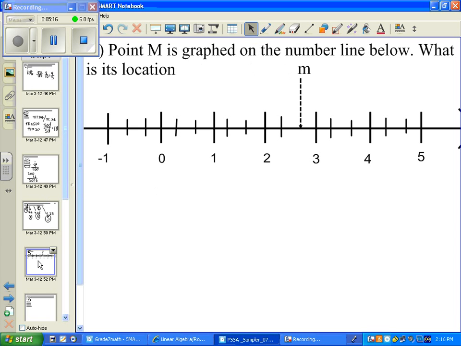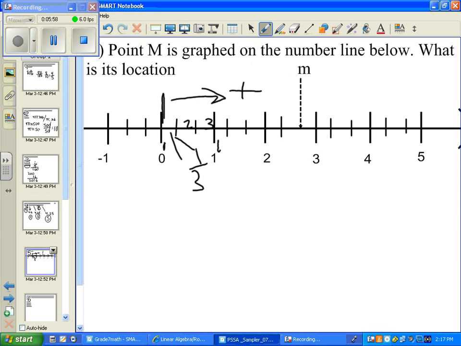Let's take a look at this. This is a number line problem. Point M is graphed on the number line below. What is its location? First thing to do with this is to notice that at 0 here, I'm going to go to the right. So this is a positive number. And the next thing to notice is that each of these, from 0 to 1 as an example, is divided into 3. So these little areas here are 1/3. This would be 2/3. This would be 3/3, and you have number 1.